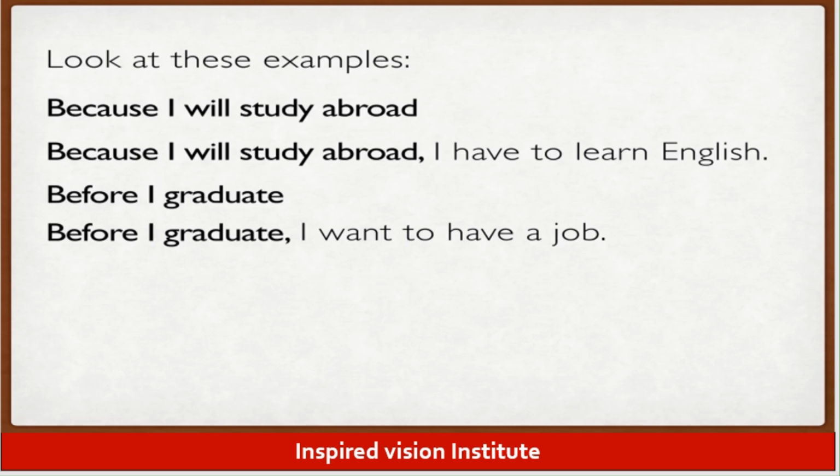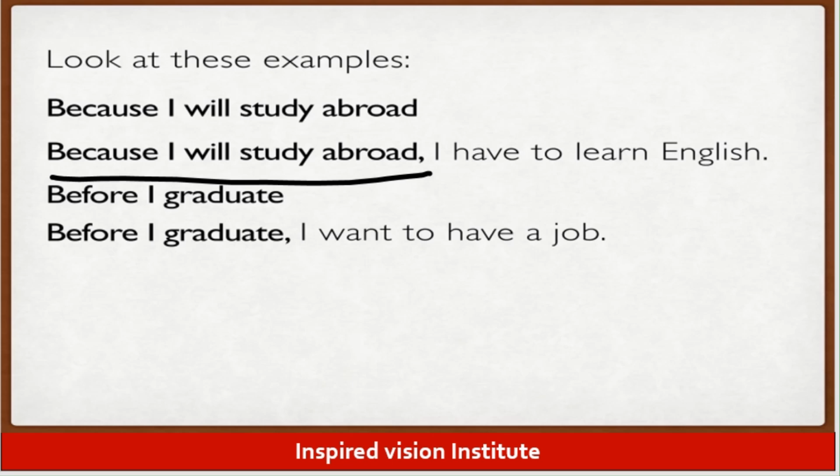Look at these examples. Because I will study abroad, so what? It is giving a reason, but a reason of what? That is not clear. So we need another clause to complete the sense. Because I will study abroad, I have to learn English. Now it is a complete sentence. It has two clauses. One is the main clause. Second is the dependent clause. So here, because I will study abroad, that is a dependent clause.